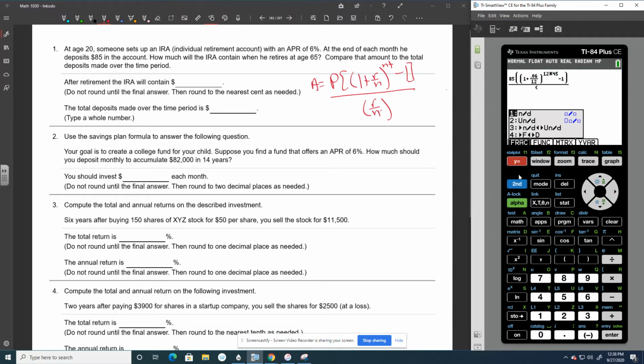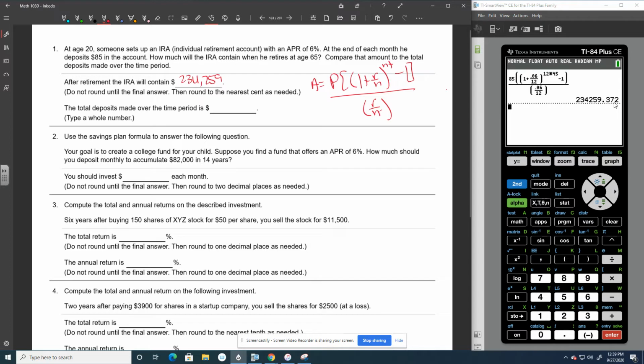And then on the bottom, we have another fraction, which is just our interest rate on top and our number of installments on the bottom. So when I hit enter, I'm going to get 234,259. And here's where a lot of you missed questions on the last test. Don't round until the final answer. And when you do, round to the nearest cent.